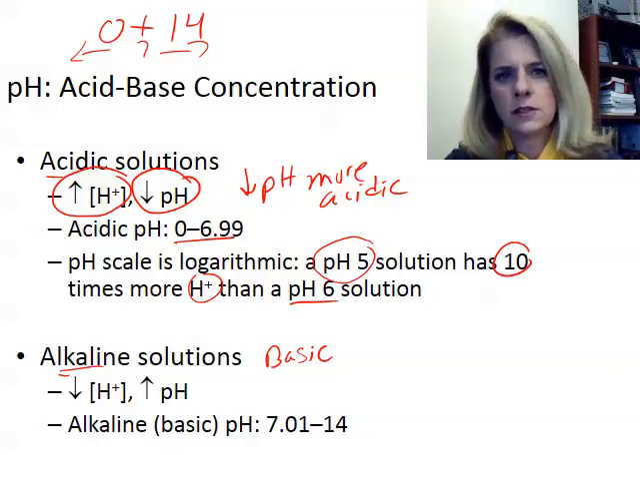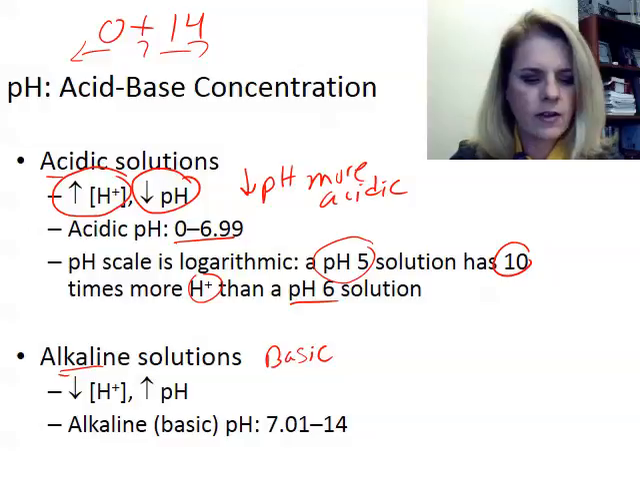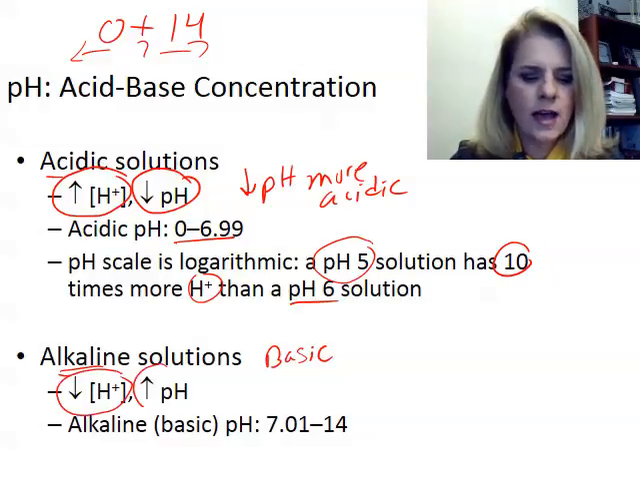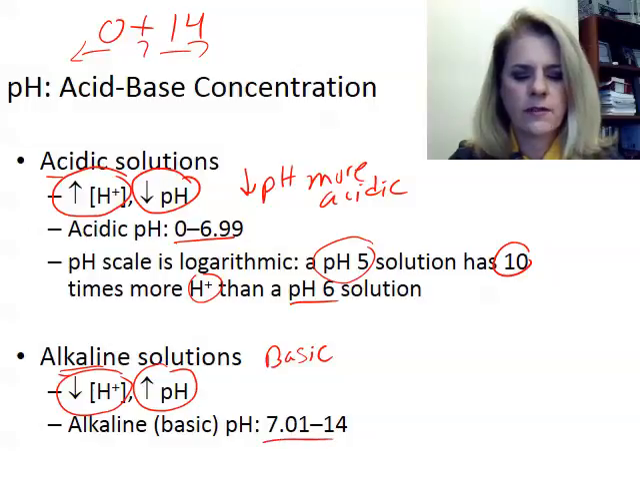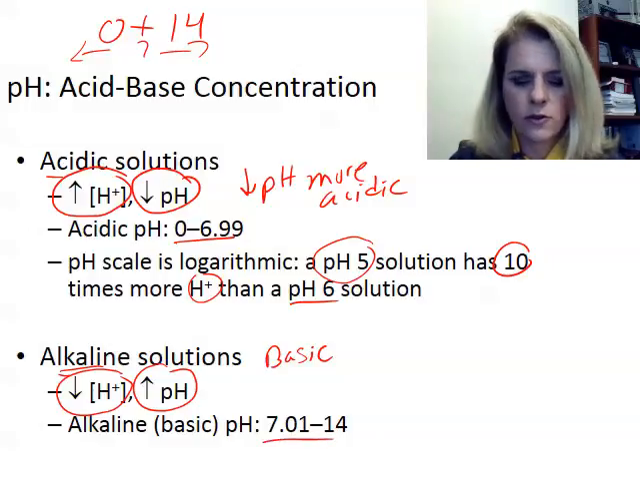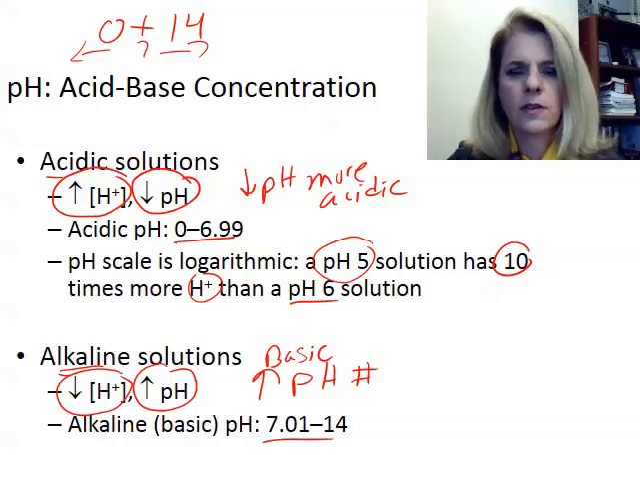Your alkaline solutions, or your basic solutions, they have a lower number of hydrogen ions, and so the pH is higher. Okay, so it's going to be a higher number, 7.01 to 14. So the fewer hydrogen ions you have, the higher the pH, and that's going to be the higher the actual pH number. Okay, so the higher the pH, the more alkaline or more basic it becomes.